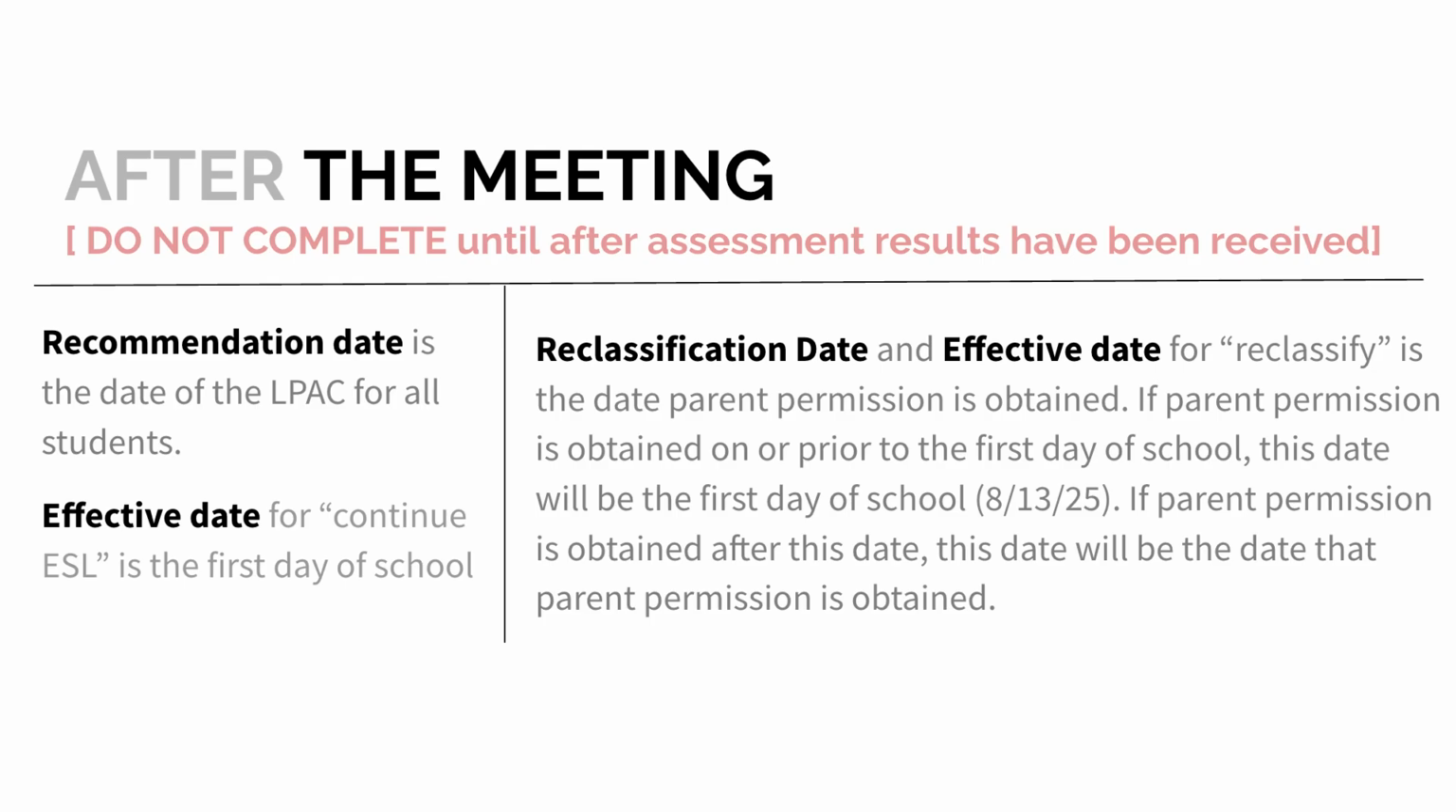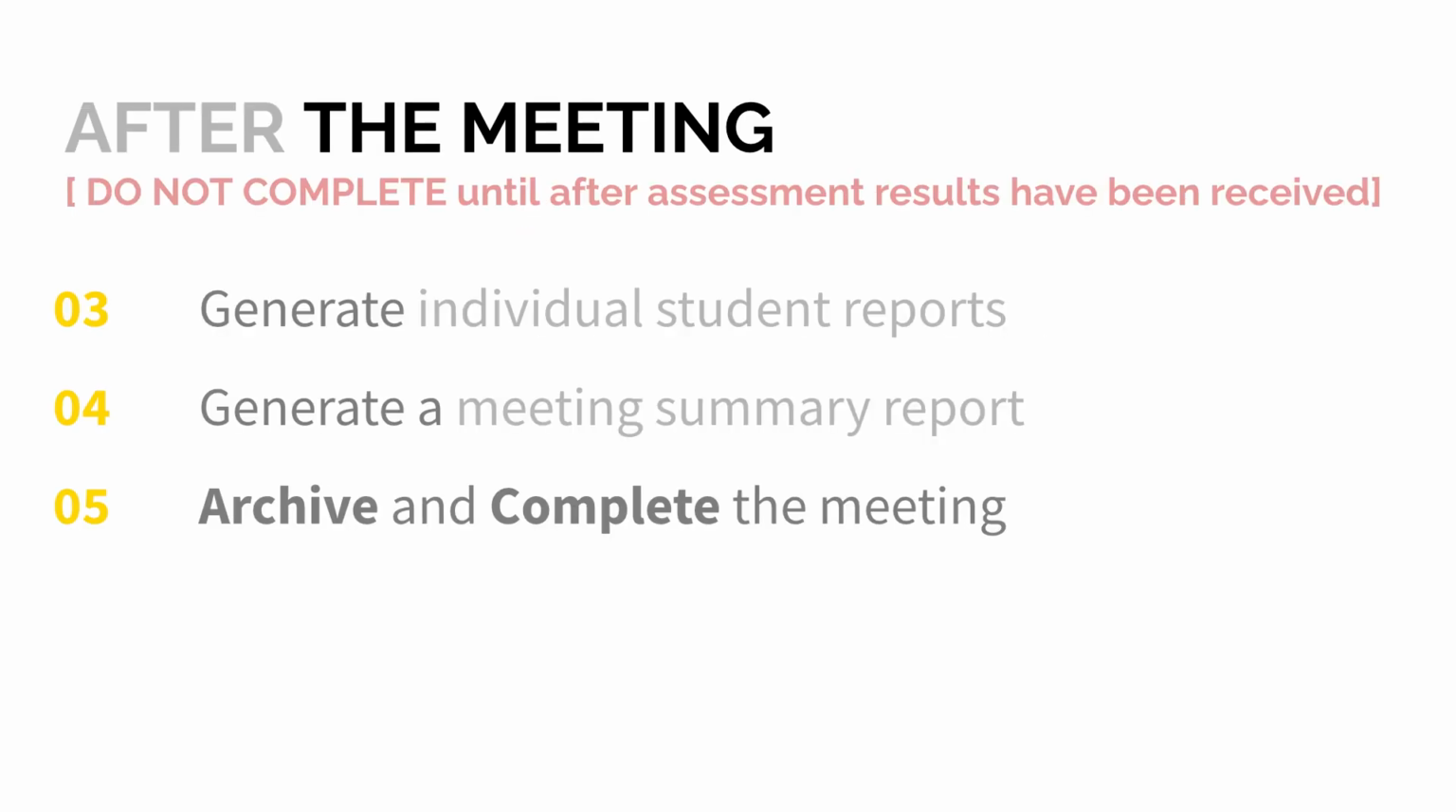Now, it's important to keep in mind, I'm going to go with the right side here. Reclassification date and effective date for reclassify is the date parent permission is obtained. If parent permission is obtained on or prior to the first day of school, this date will be the first day of school, 8/13/25. If parent permission is obtained after, the date will be the date that parent permission is obtained. Now, on the other side, on the left, we've got recommendation date. The recommendation date is the date of the LPAC for all students. And the effective date for continue ESL is going to be the first day of school.